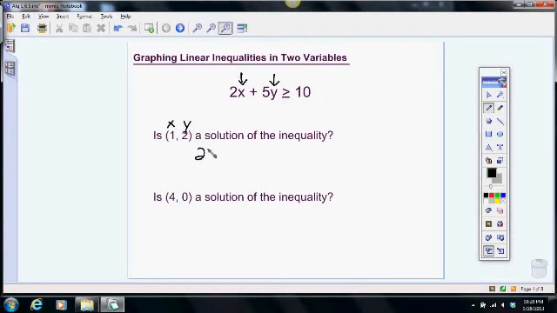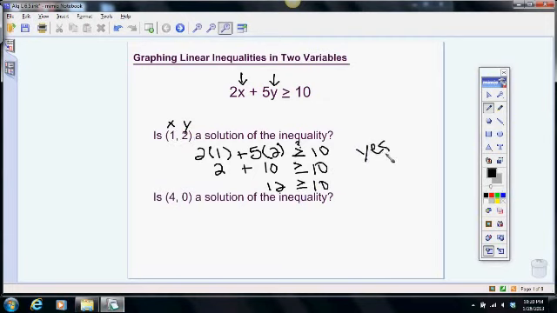So if I were to substitute a 1 in, I get 2 times 1 plus 5 times the value of my y, which I'm saying is 2. And I want to know, is this greater than or equal to 10? 2 times 1 is 2, 5 times 2 is 10, and we can see that 2 plus 10 equals 12. Is 12 greater than or equal to 10? Yes. Is the point (1, 2) a solution of the inequality? Yes. Okay.